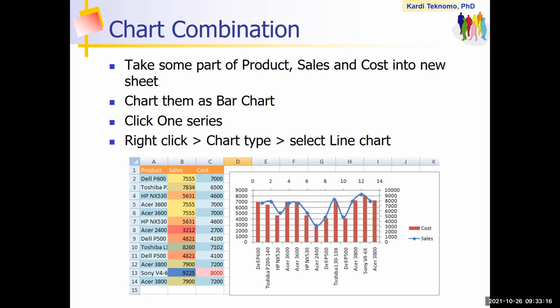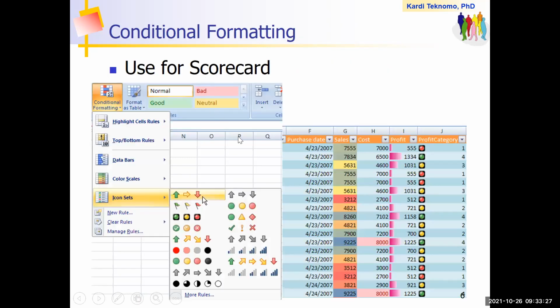So you click one of the series, which is the sales here, and then you right click and then change the chart type into line chart. Okay, so try to do that. And then of course you should be able also to do conditional formatting, okay, to create this kind of scorecard. Okay, you say in the different colors and using traffic signal symbols, you can also do.